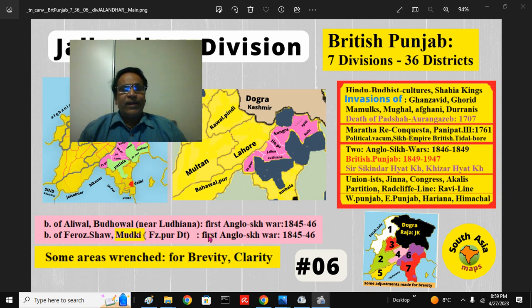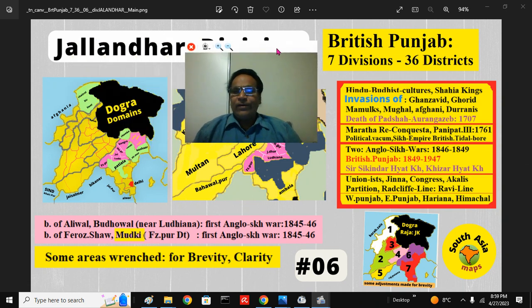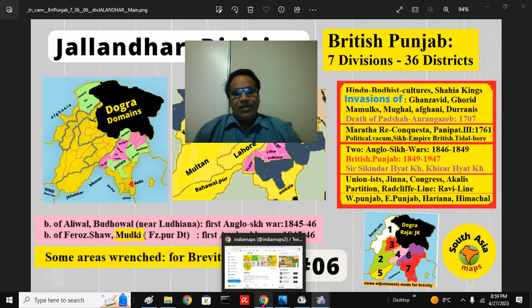And of course the Battle of Sobraon was fought in the Amritsar area, near the Taran Taran district, in the Ajnala and Amritsar areas. This is about this region, and we can go and look at this fascinating region.